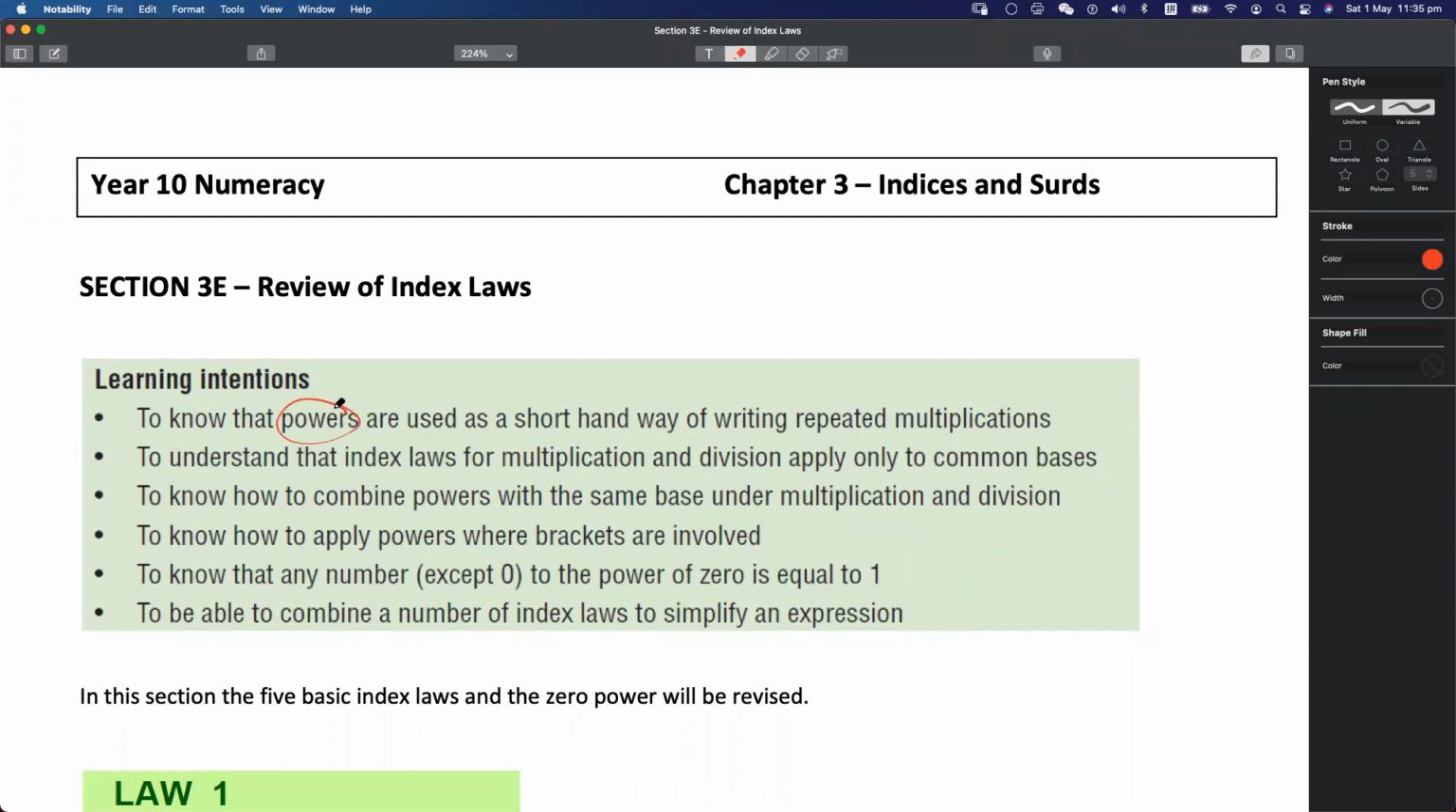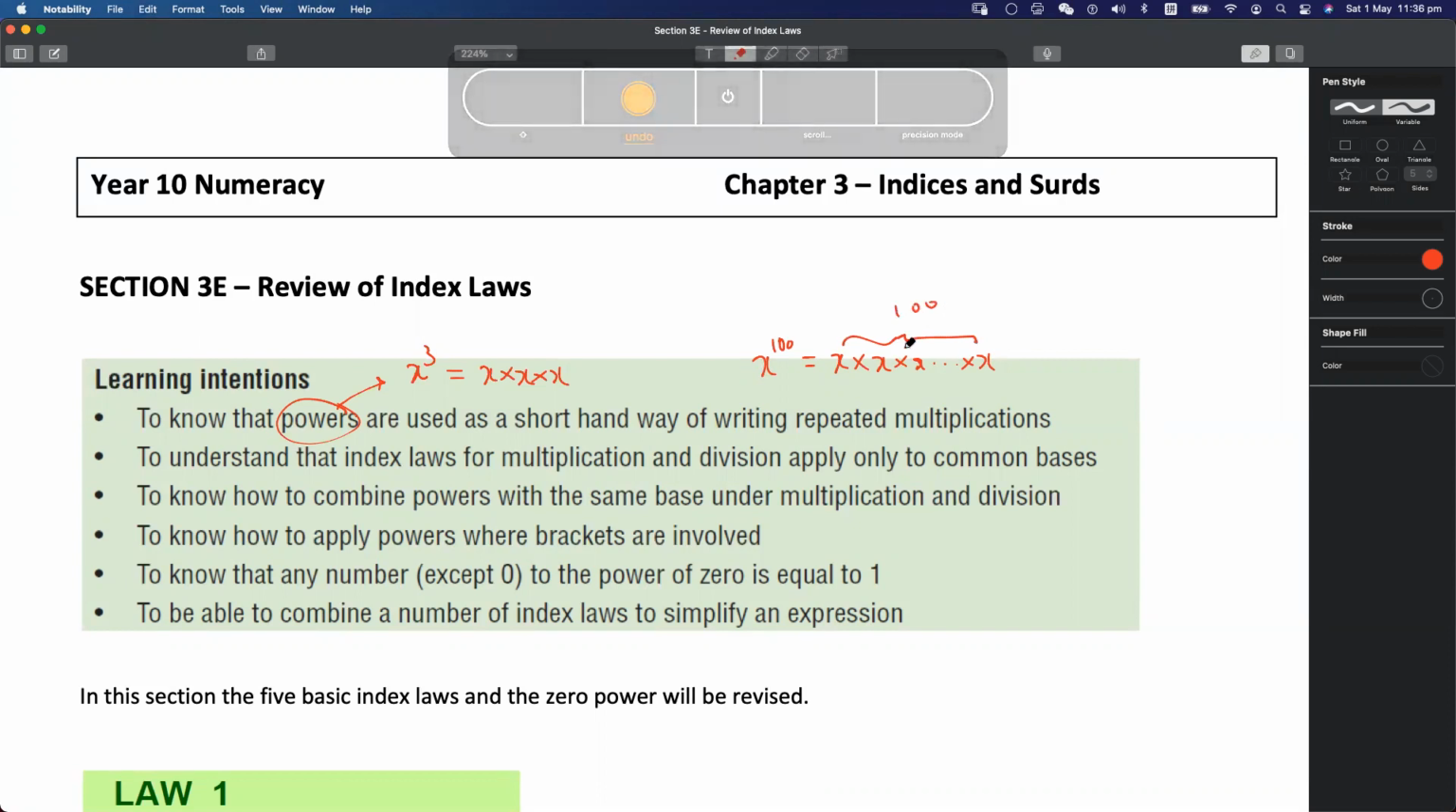For example, x to the power of 3 is just a shorter way to write x times x times x. And it's very essential when you have a very big multiplication. For example, x to the power of 100. That's literally x times x times x times x, there's going to be 100 x's here. There's no way for you to write all of them out. Therefore, to write in index form is super important.